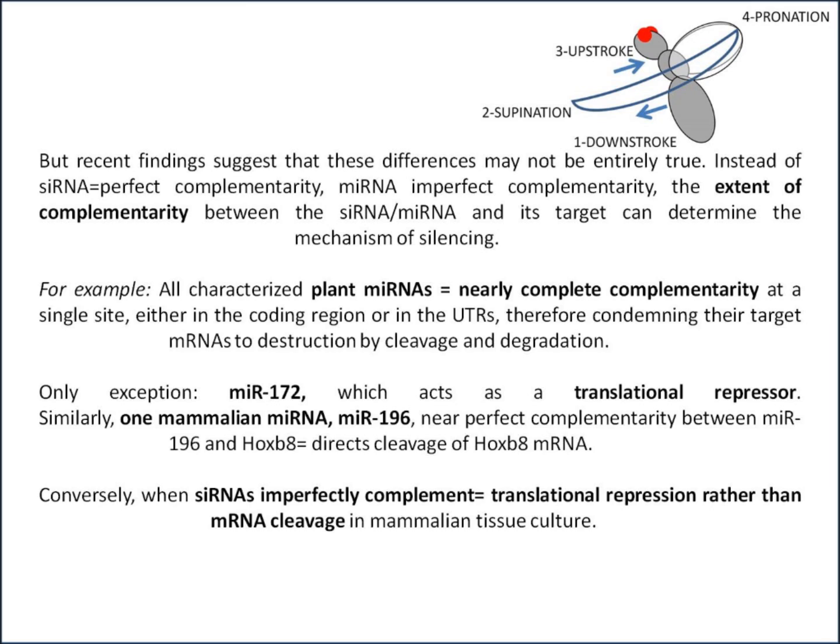MIR172 acts like a translational repressor, so the traditional animal miRNA. And there is one mammal miRNA that acts with perfect complementarity. So that's the MIR196, and it cleaves HOXB8, so it also acts like siRNA. And then conversely, when siRNAs have imperfect complementarity, then you get translational repression rather than cleavage. So there's less of a difference between the two than was initially thought.